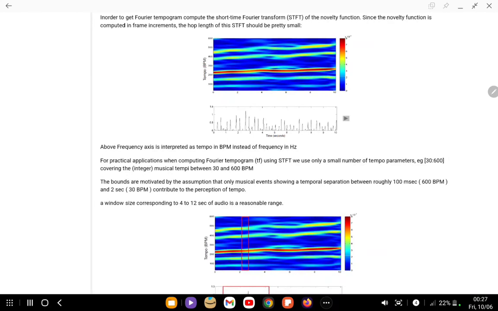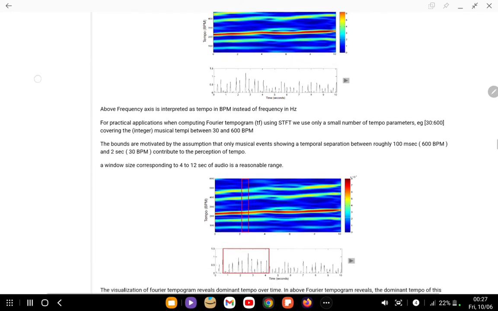So once we obtained our tempogram, you might have noticed that this tempogram is in beats per minute instead of hertz. And one other thing to note is, for practical reasons, we don't compute this tempogram in higher ranges. We just compute in ranges between 30 to 600 tempo beats per minute. The reason is that in practical application, we notice the temporal separation roughly between 100 milliseconds and 2 seconds, which is 30 to 600 beats per minute, contributes most to the perception of tempo. And we can just take a considerable size of 4 to 12 seconds of audio to compute this tempogram.